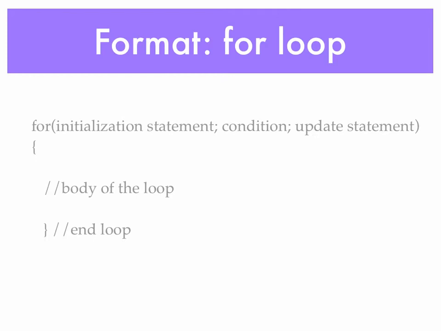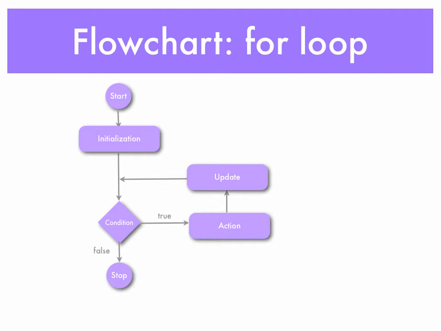That executes only once. Notice that there's a semicolon after it. I have then the condition, a semicolon, and the update statement, and then the body of my loop. Here's a flowchart of the for loop.